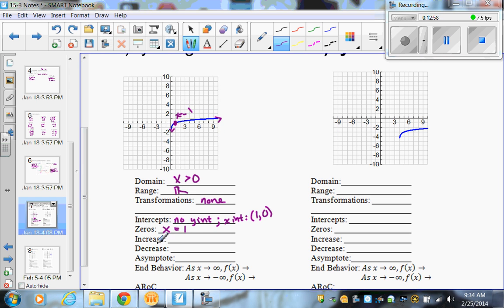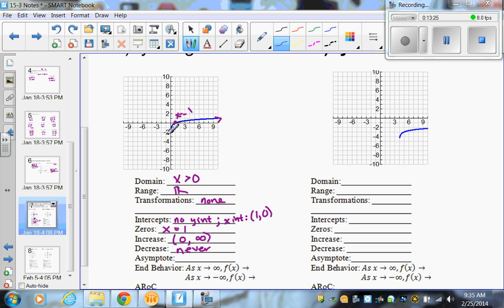Intervals of increase and decrease. Well, if you read this graph left to right, it's always increasing. But remember, you have that restriction here of being greater than 0, so it's going to be from 0 to infinity, because your x values can't go below 0. For decrease, it's never decreasing, so we're just going to write that in there.